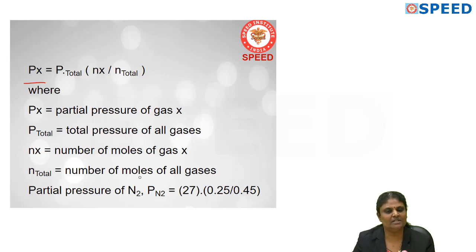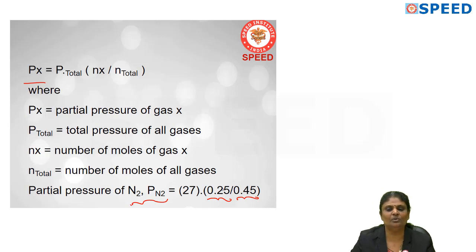So N total is equal to the number of moles of all gases. Here two gases are given. So the partial pressure of nitrogen, this is your question. That is P_N2. So this is 27 into 0.25 divided by 0.45. So this is the total moles, this is the moles of nitrogen, and this 27 is given in your question paper.